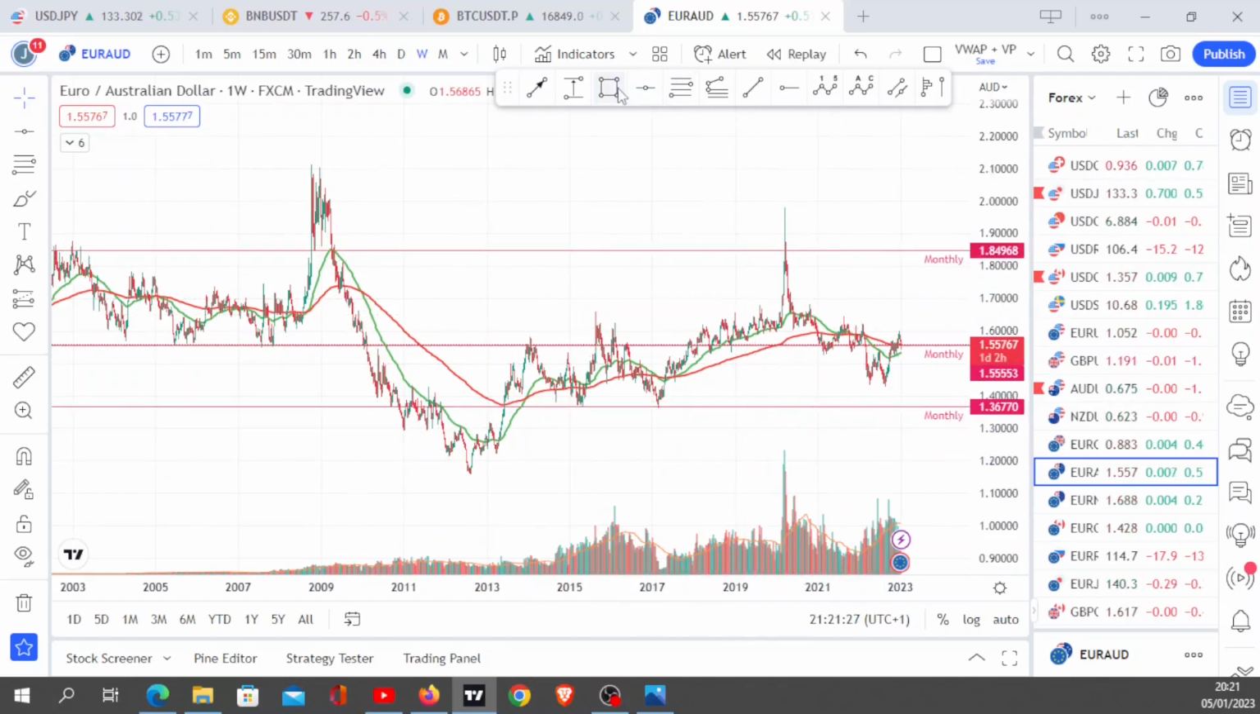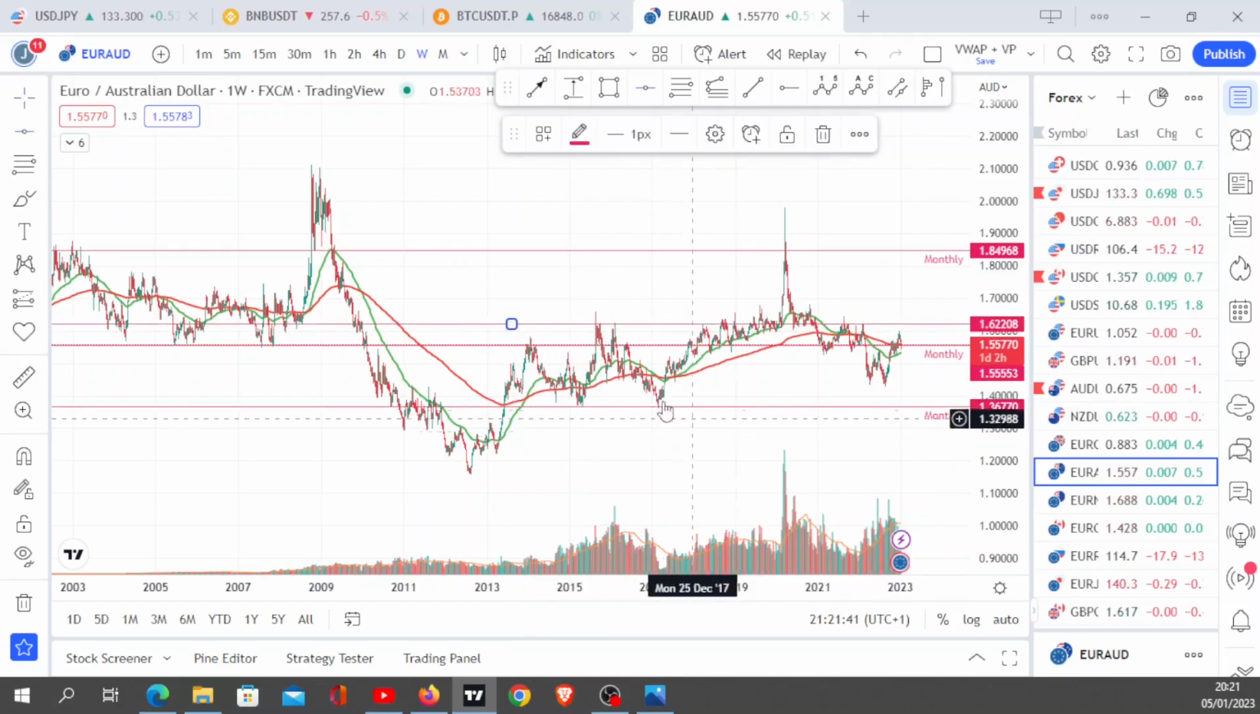So I think the only one I might take from that one was the one that I just highlighted before, because there are a few touches here, and then it actually acts as support a bunch of times over here as well. Again, it's not exact, that's why it's better to use rectangles and create zones, because sometimes it'll fall short a bit, sometimes it goes through. Like I said, these are zones, not lines.